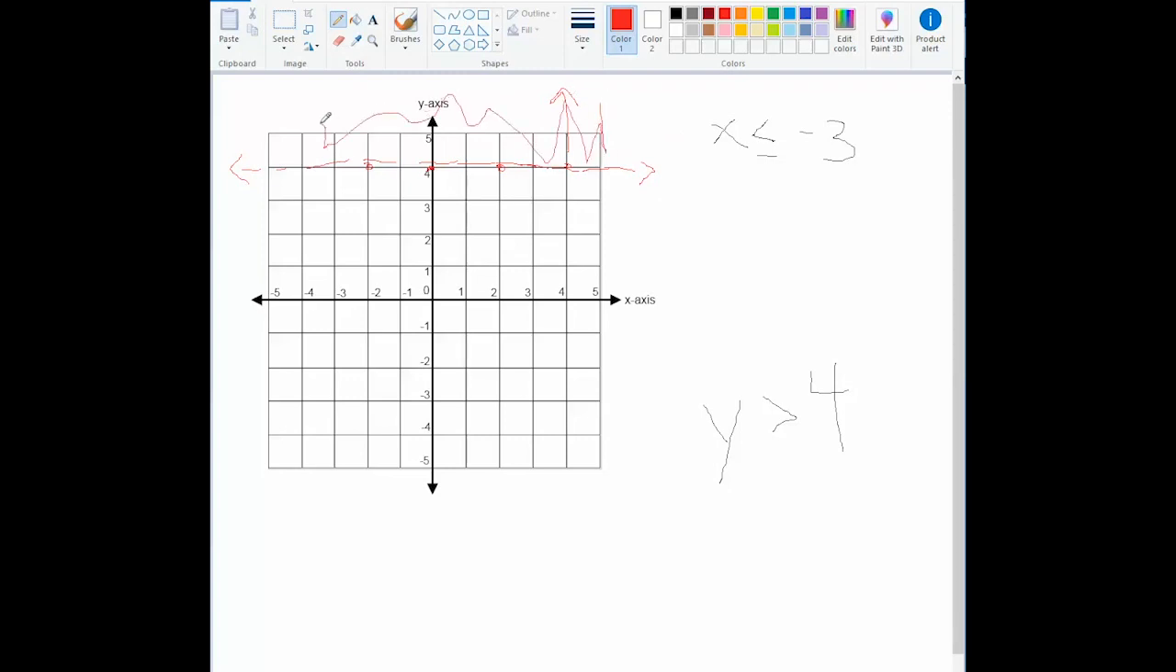So some of the things we just did still apply here. And this would be a graph representing this inequality. So we've learned how to do slope-intercept form inequalities. Now we're talking about horizontal and vertical.